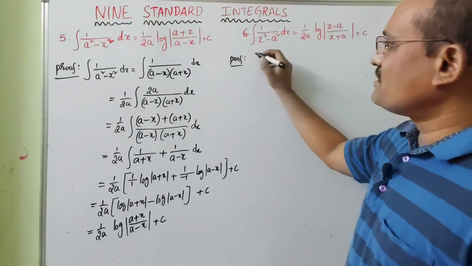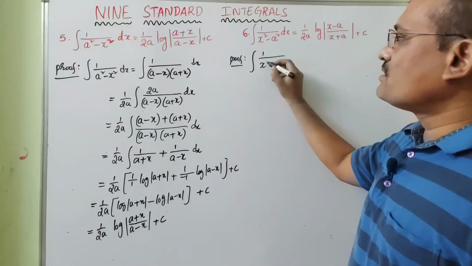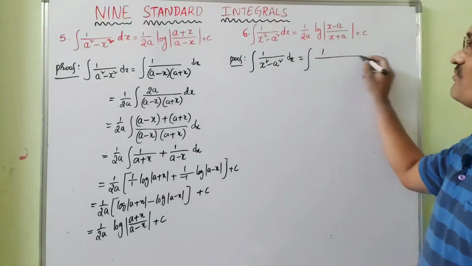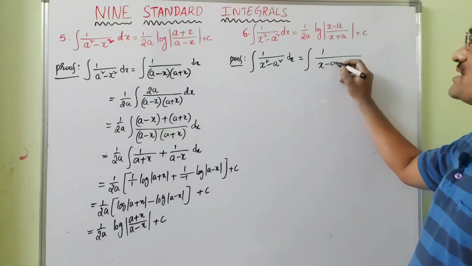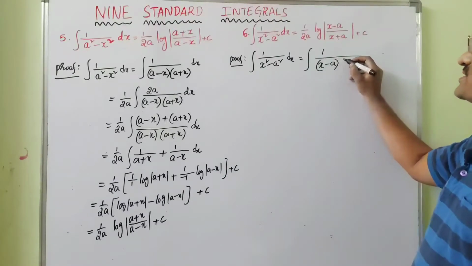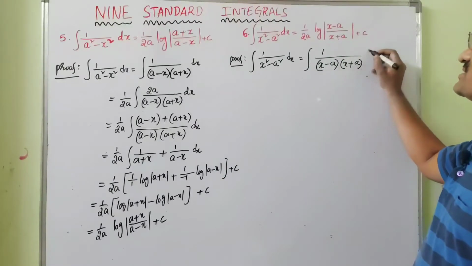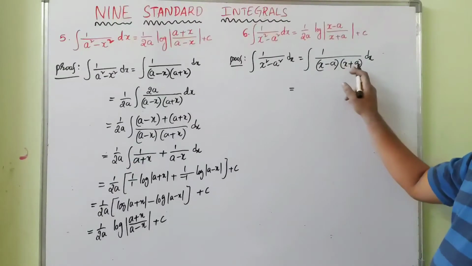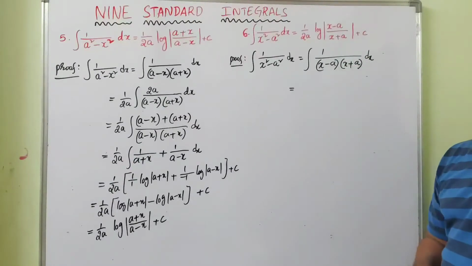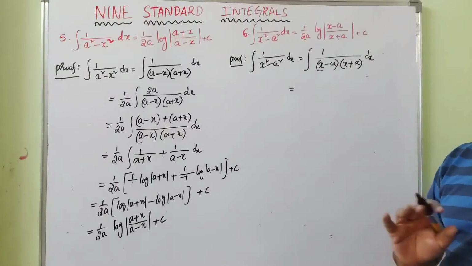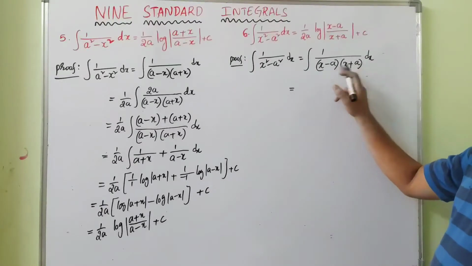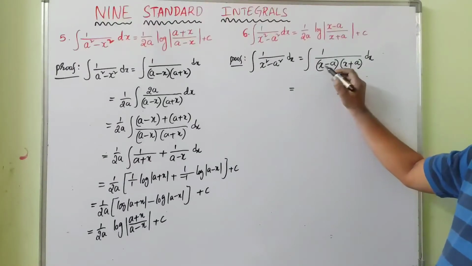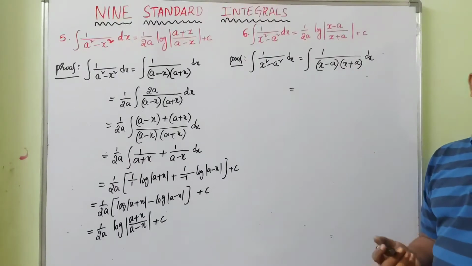What we have to do is go for partial fractions. What to do? First you write the factors. x square minus a square can be written as x minus a into x plus a. Now here if you add these two you will get 2x. 2x is not a constant, so don't add. Subtract. If you subtract these two, what you get? x plus a minus x minus a. x gets cancelled, you will get 2a.